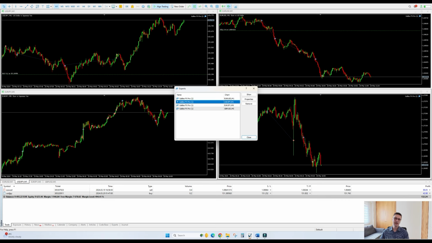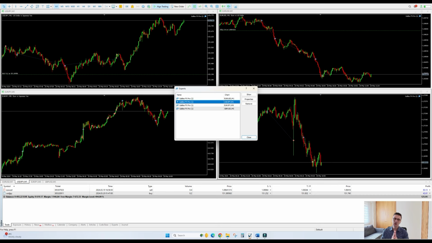So these are the setups, as you can see: Euro US dollar 1 minute, US dollar Japanese yen 1 minute, Euro Japanese yen 5 minutes, and Great Britain pound US dollar. And then you can play with the setups according to what we mentioned a bit earlier, according to your risk approach. So on the Euro US dollar, let's go on the properties.